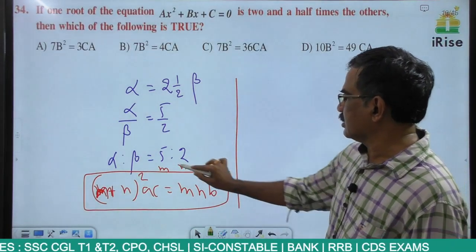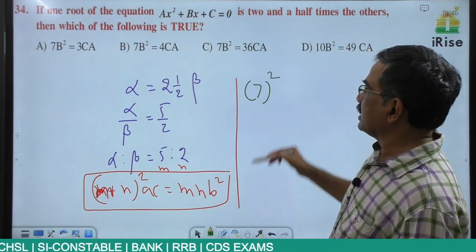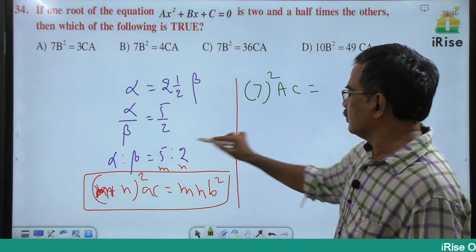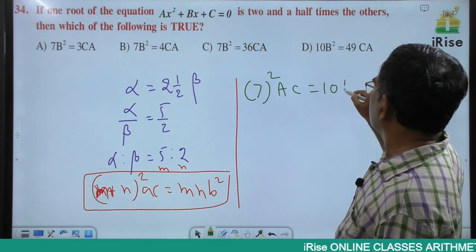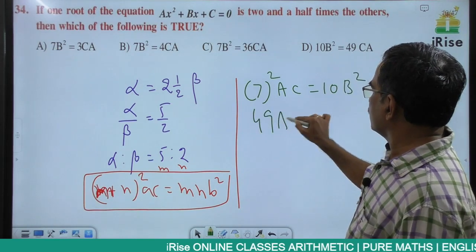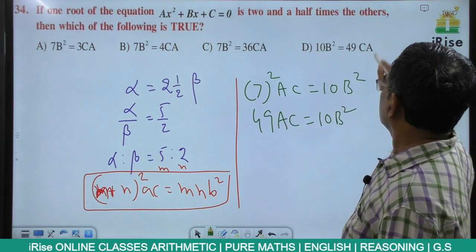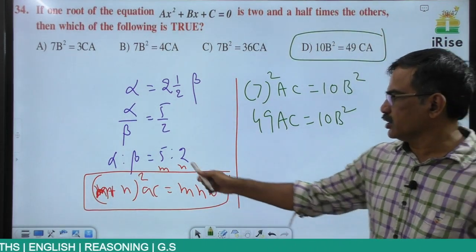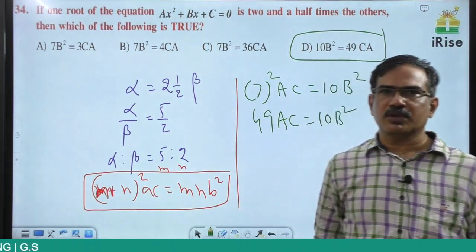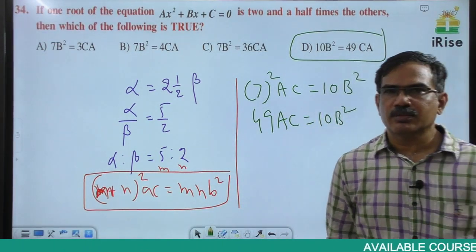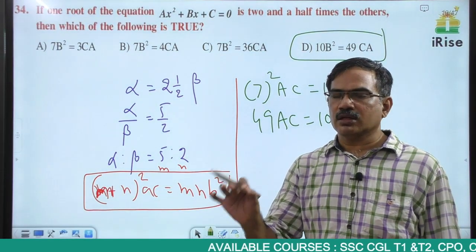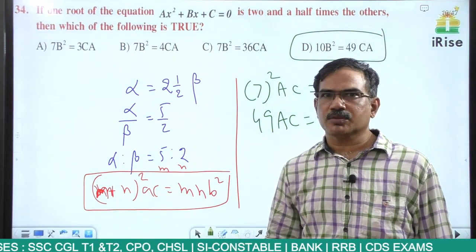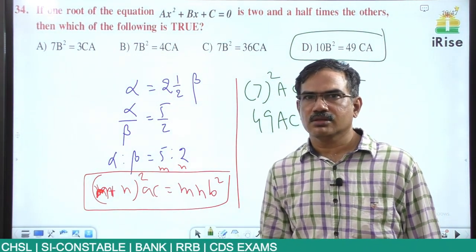Okay, m plus n, sum of these two, 7 square, AC, A into C, is equal to m into n, product of these two, is 10, B square. 49 AC is equal to 10 B square is the answer. If roots are in the ratio m:n, this is the condition, a simple condition: m plus n whole square into AC is equal to mn b square. I have given the relation between roots and coefficients. Every condition I have given in the concepts. Use those concepts, we get the answers. Okay, next one.